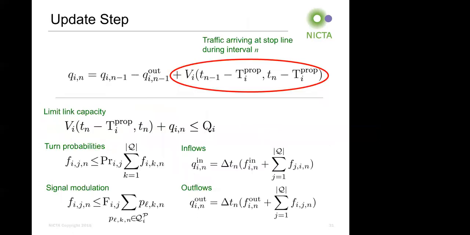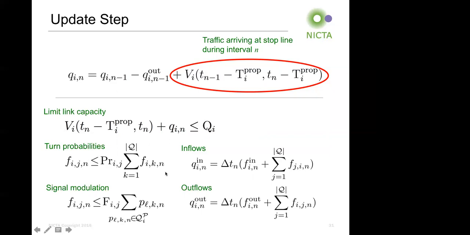So here are some of the constraints that we use in the linear model. You can see here the update step. We use that integration function that I just showed you previously to find the traffic arriving. So for each interval, we take the previous state of the queue, we subtract all the traffic that left during the previous interval, we add all the traffic that arrived during that interval, and then we have the new state of the queue.